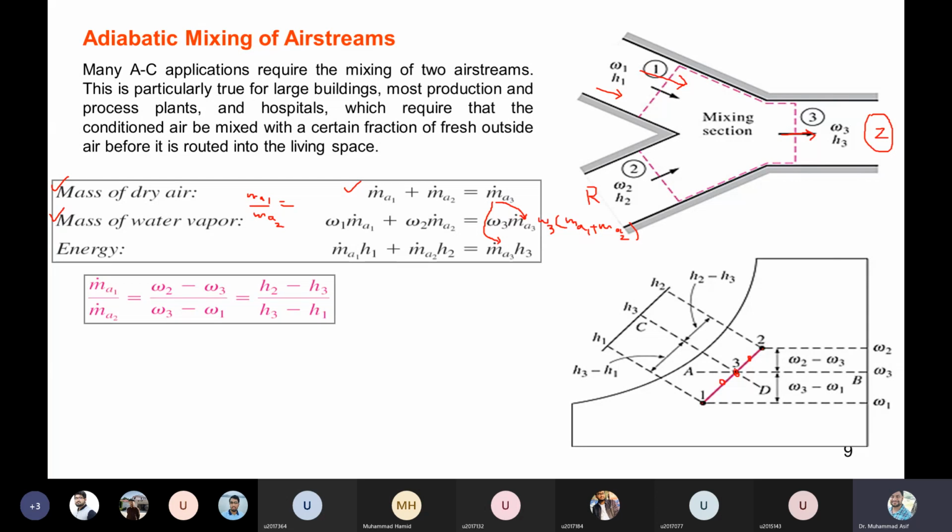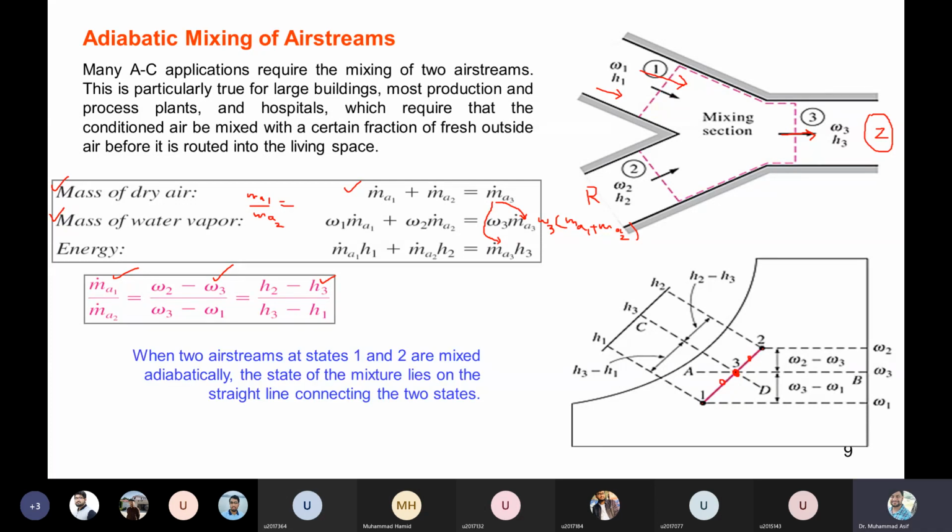So we can exactly figure out point 3 if we know any one property. Let's say if we know point 1 and point 2 and their masses, then we can figure out either H3 or omega 3. If we know any one property, then we can locate that. Let's say we know H3, so we'll say that this is H3. If we can locate point H3, then all of the remaining properties we can figure out. So that means the new point at section 3 always lies on the straight line connecting the two states.